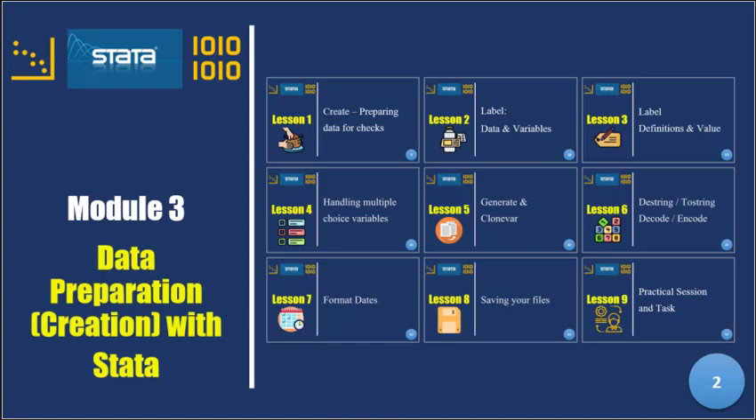And then in lesson 6, we get to very interesting waters. We'll talk about string to string, decode, encode, and then format dates. We'll be doing that, and then saving files, because when you're done with your preparation, it's just good to have that saved. Lesson 9, we'll look at the practical session. So we already have a very full module ahead of us.